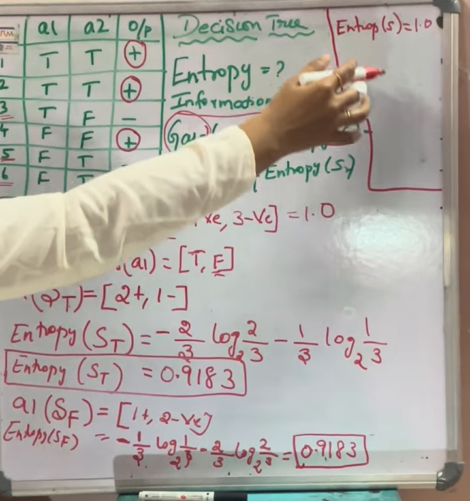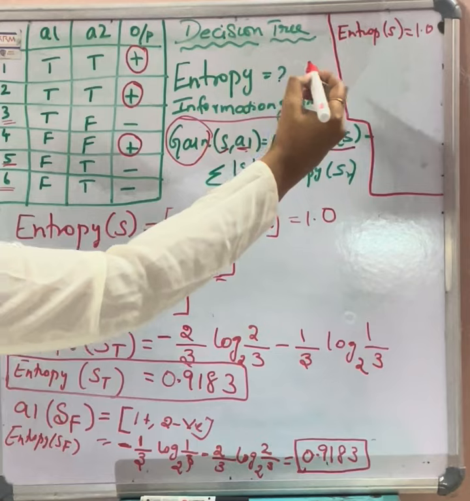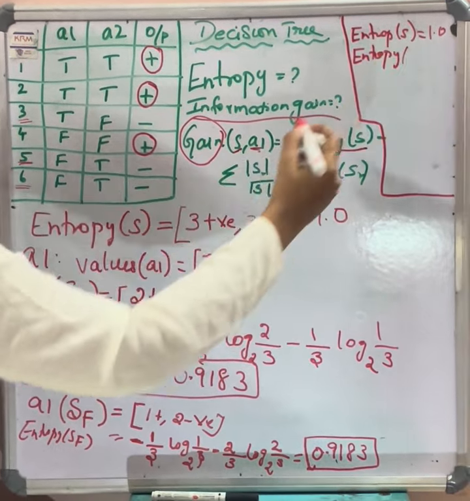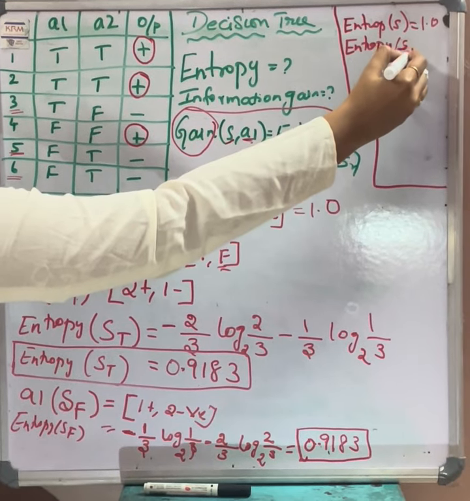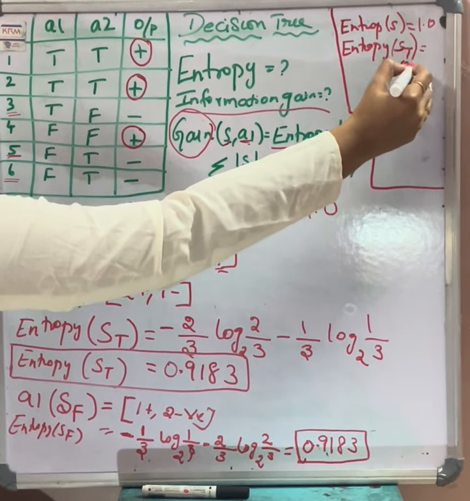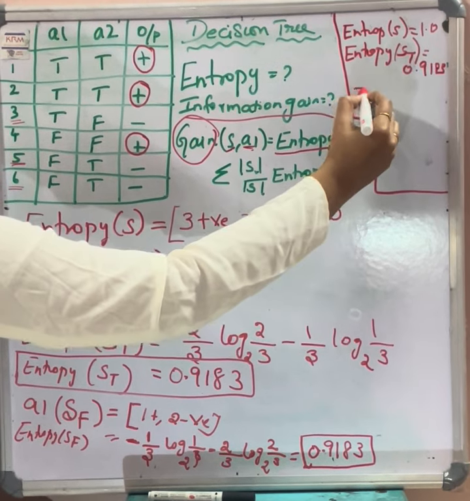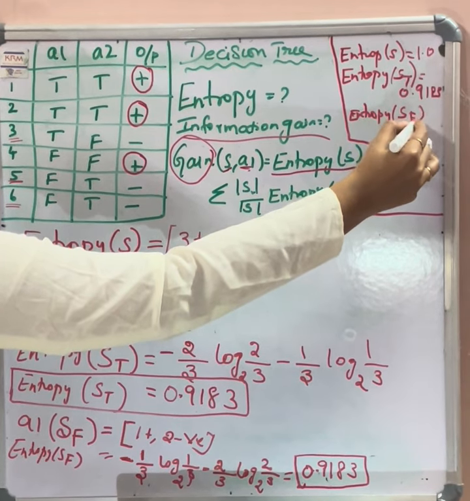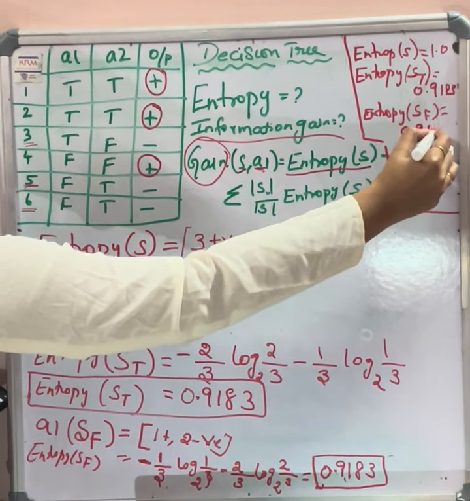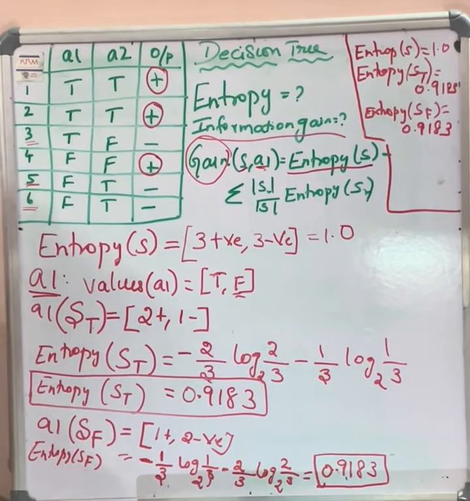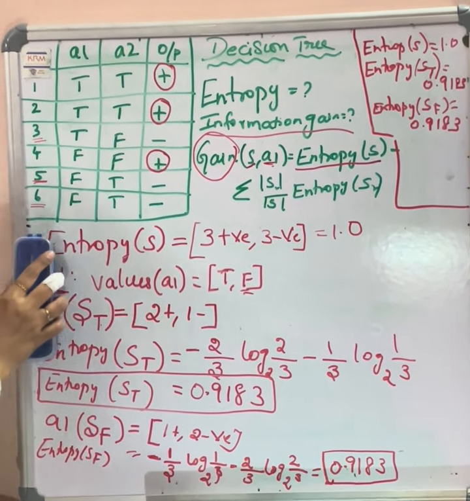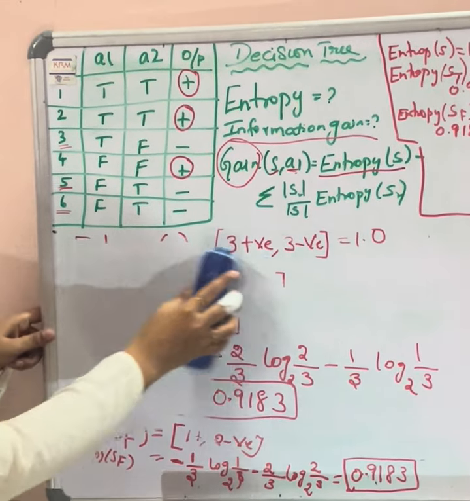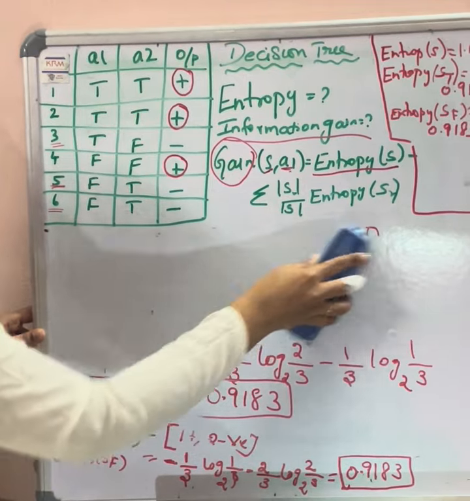So let me write the result over here so that if I erase, we can refer to it. So the entropy of S is 1.0 here, and the entropy of ST is 0.9183, and here we have the entropy of S false, which is 0.9183. So we have the values here, and after that we will go on to find the information gain of A1 with respect to the outcome.